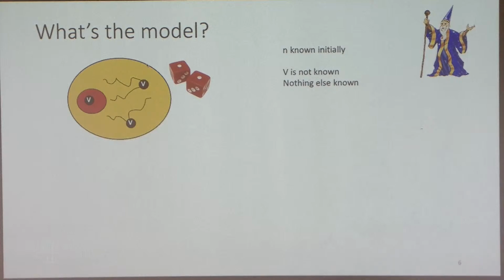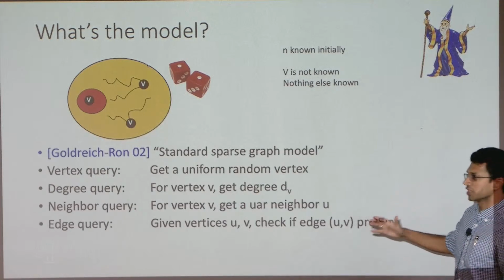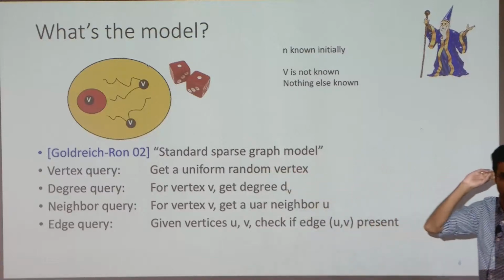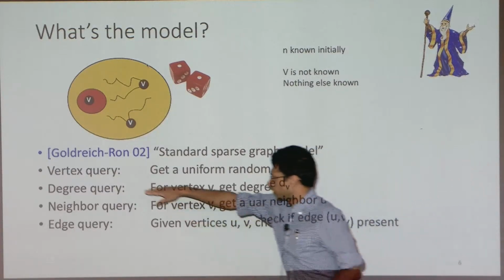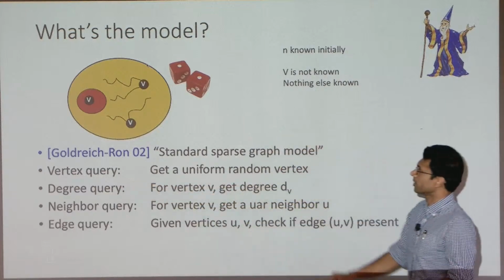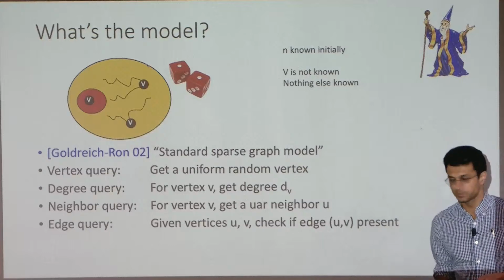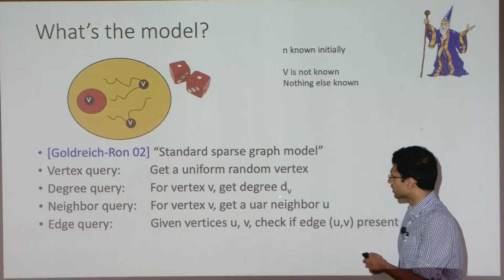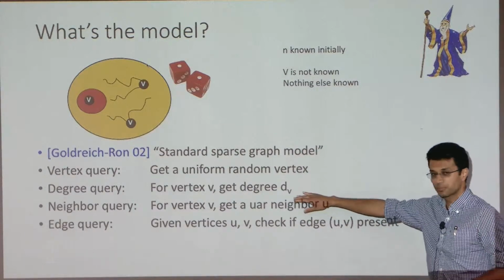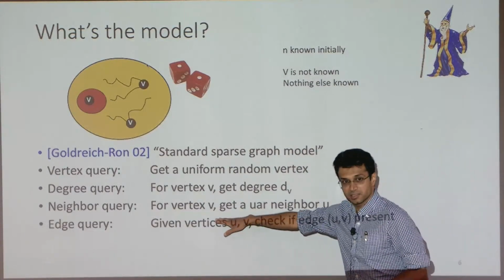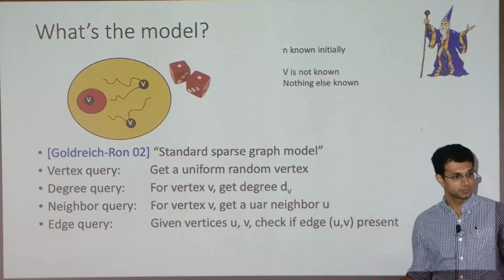The way that you access the graph, and this is slightly abusing notation, is the standard sparse graph model as introduced by Goldreich and Ron. So the first is the vertex query. You can get a uniform random vertex. You press a button and you get a uniform random vertex in the graph. For any vertex, you can query the degree of that vertex. So that's dv. For any vertex, you can get a uniform random neighbor. This is called a neighbor query.